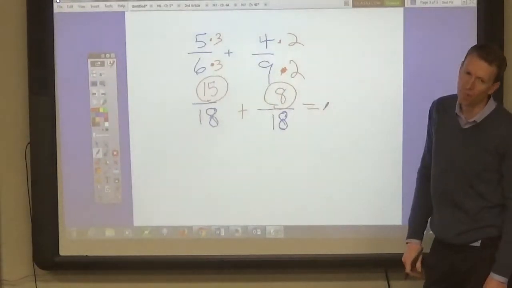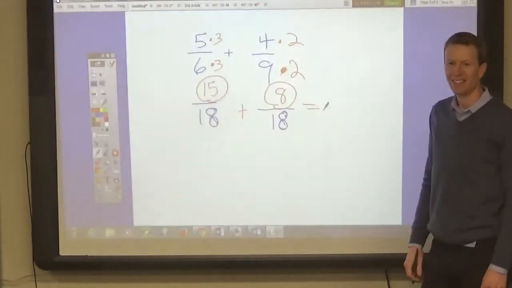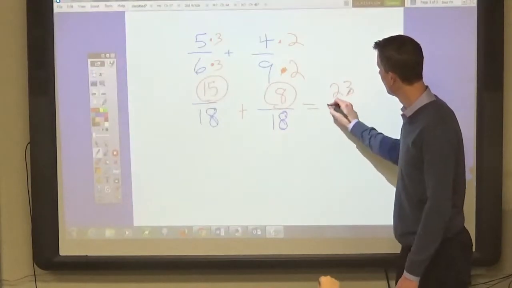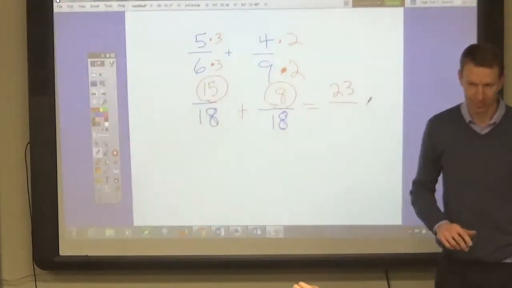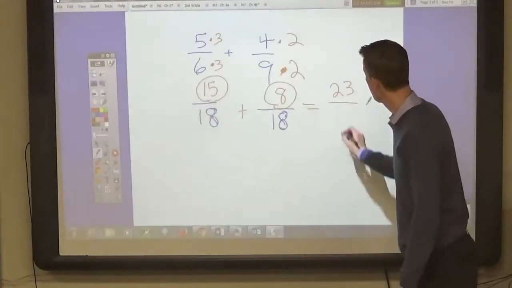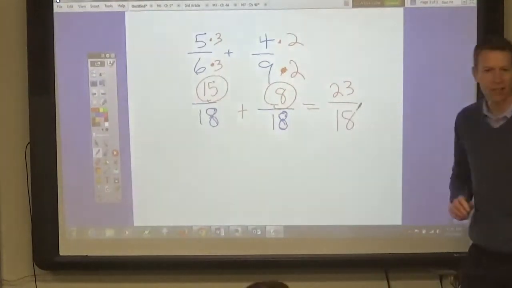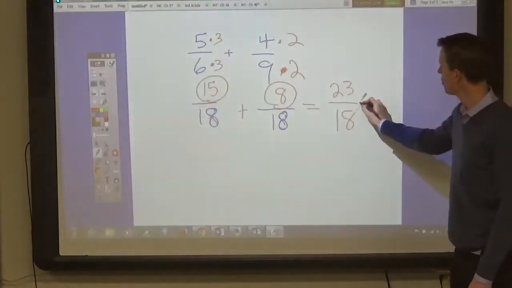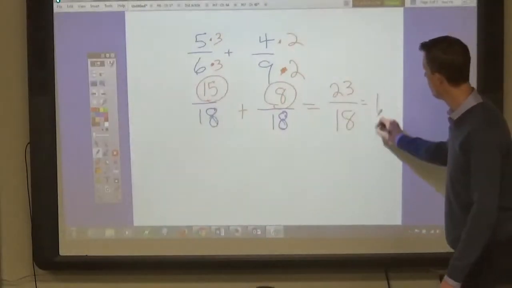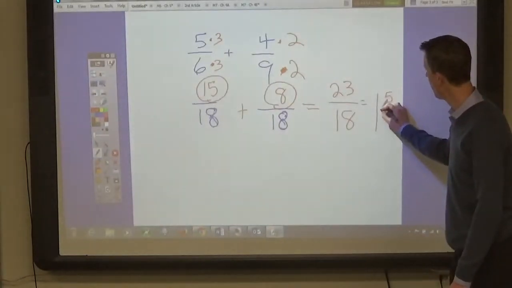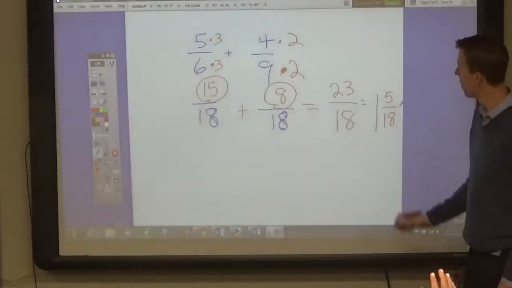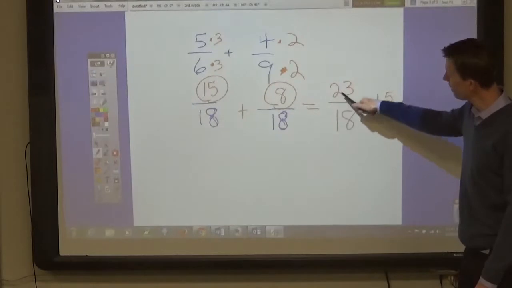Come on, people. One person knows. Olivia? 23. How big are they? 18ths. They're in 18ths. Now we can change this to a mixed number, 1 and 5/18ths. Right? What we would do is think, how many times does 18 go into 23?